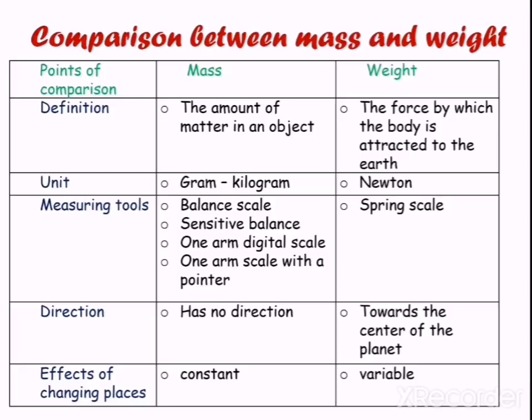And the mass is a constant value. It's a fixed value. It doesn't change by changing the place, but the weight is variable. It's changed by changing the place. And there are 3 factors affecting the weight, which are the object mass, the place or the planet where the object exists, and the distance between the object and the center of the planet.